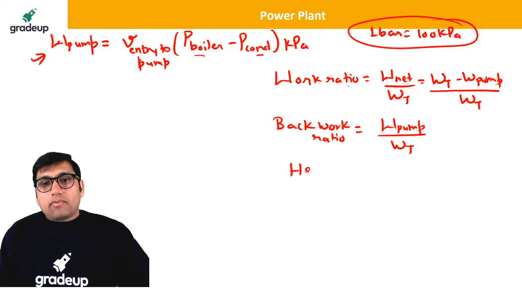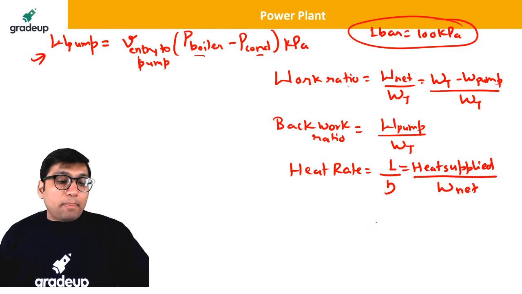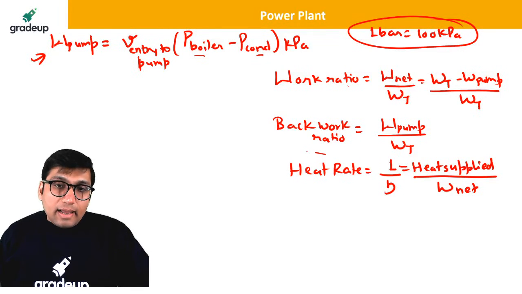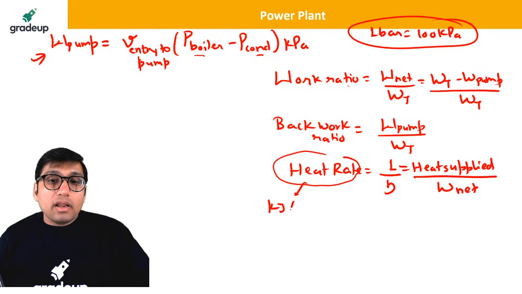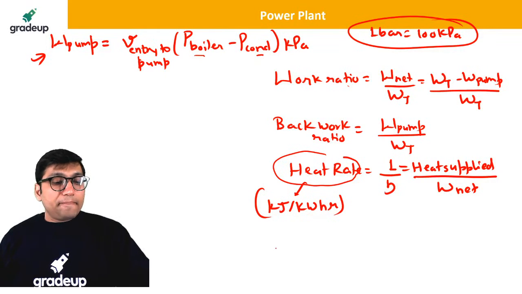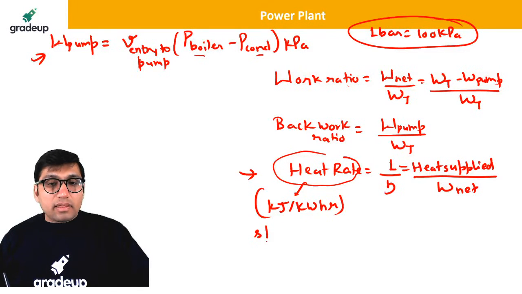The heat rate is equal to 1 by efficiency, or it is equal to heat supplied divided by net work. But one important thing is that the heat rate has a unit. The efficiency has no unit, but heat rate will have the unit of kilojoule per kilowatt hour. This is the unit of heat rate. So remember this formula also, heat rate. One more thing, we have specific steam consumption.